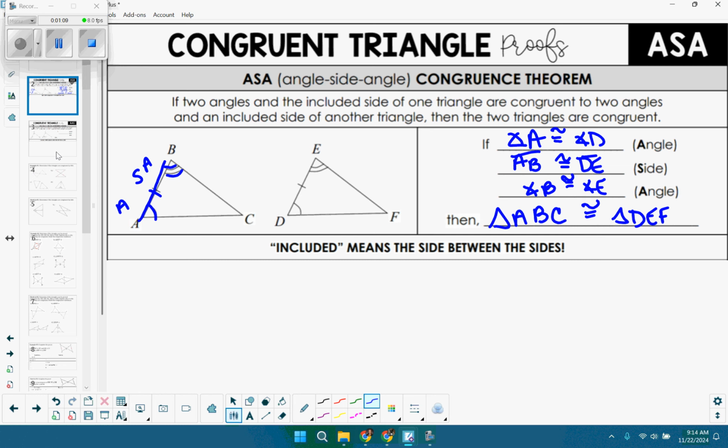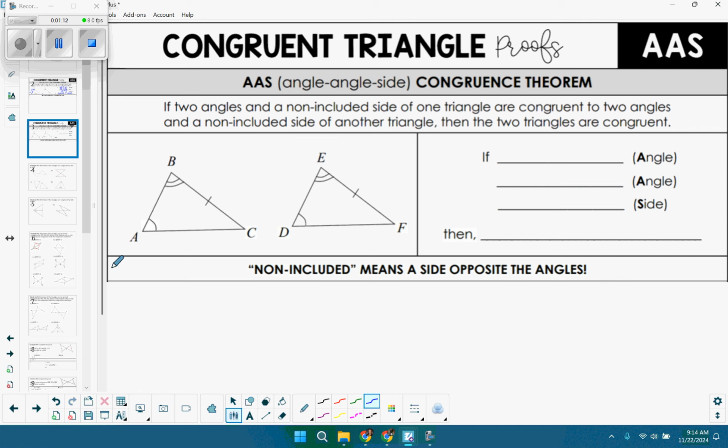But the other instance is when we have two angles and what's called the non-included side, for angle, angle, side. So here, when I have two angles and I connect them, it's not the side that's congruent between them. It's one of the other sides. We do have to make sure that it's the same non-included side in both triangles. I couldn't have the side here match with the side here. That wouldn't work.